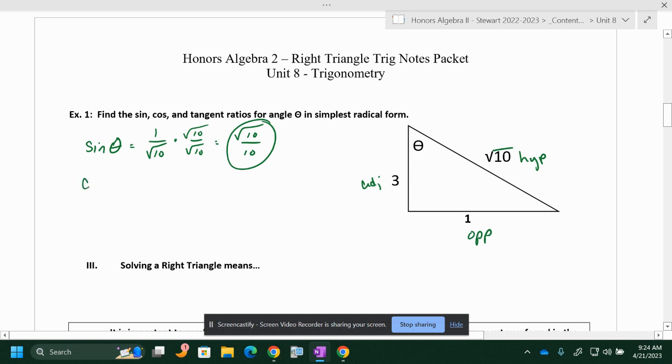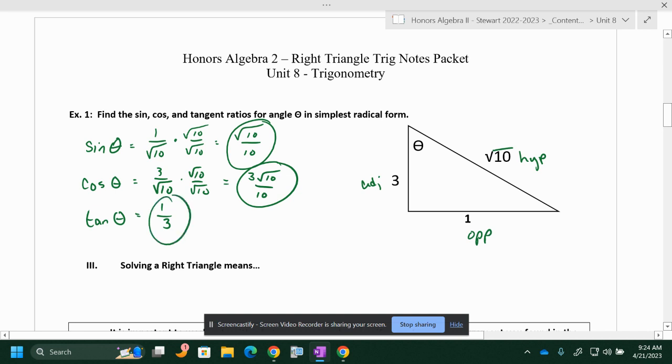Cosine, that'll be 3 over the square root of 10, which again, you'll multiply, and you'll end up with 3 square root 10 over 10. And then tangent. Tangent is opposite, which is 1, over my adjacent, so 1/3 would be my final answer.